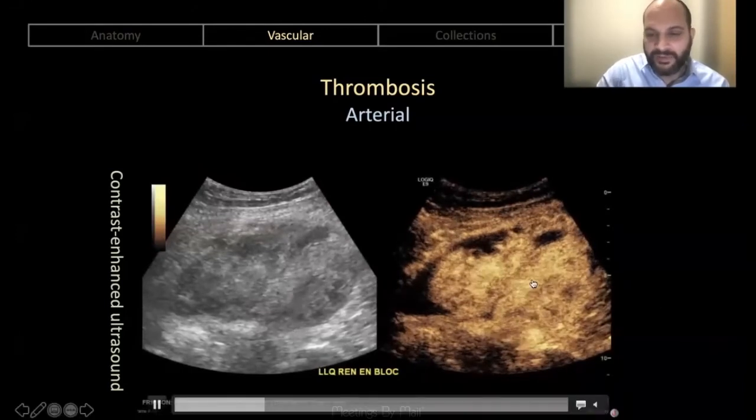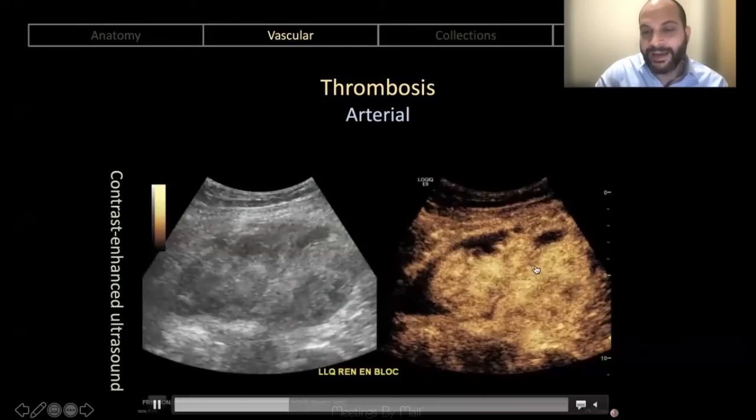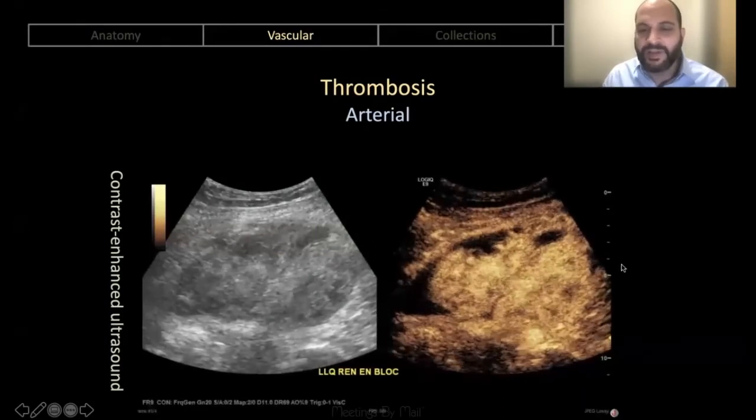And here you can see there's perfusion now in the pediatric en-bloc kidney grafts, but you can see there's areas of infarcts, these wedge-shaped hypoechoic regions within the kidney graft itself that indicate infarcts.